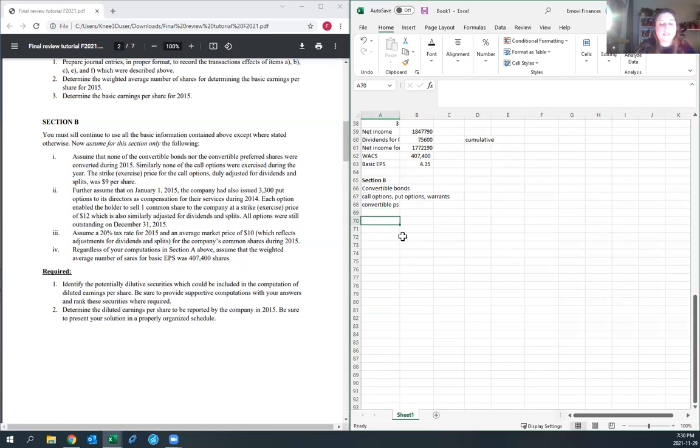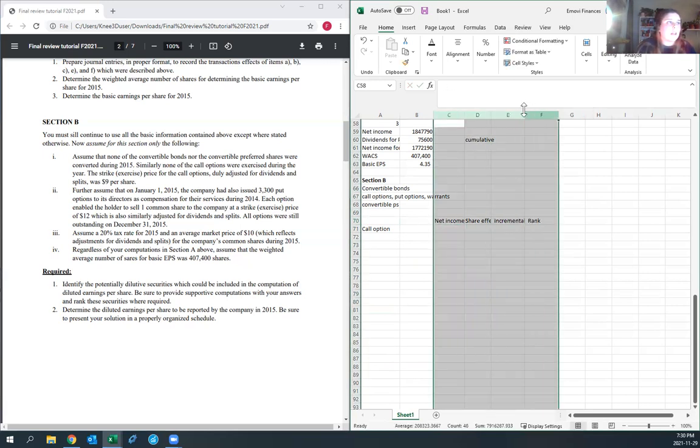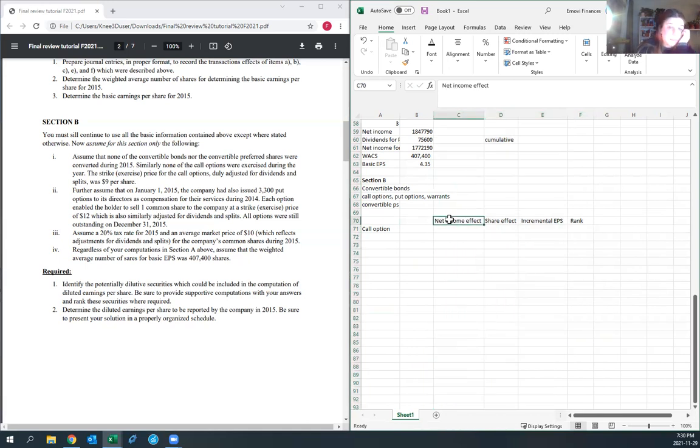So what I want to find first, I'm going to do first the call option. And I'm going to find the net income effect, I'm going to find the share effect, the incremental EPS, and at the end, I'm going to rank them. So the net income effect is if the call options were exercised, what would be the effect on my net income? Same thing with the share effect. If the call options were exercised, what would be the share effect on the total common shares? And then the incremental EPS is your net income effect divided by your share effect. Your rank, you're finding it at the end when you found the incremental EPS for all your potentially dilutive securities.